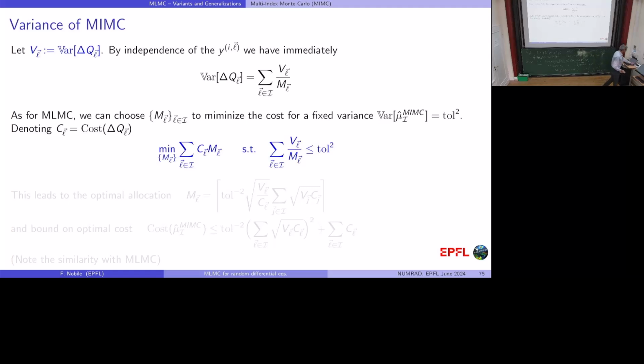So now what do we need to optimize? We need to optimize two things: the choice of the index set, which delta do we retain, and the sample size to use on each index. Okay?